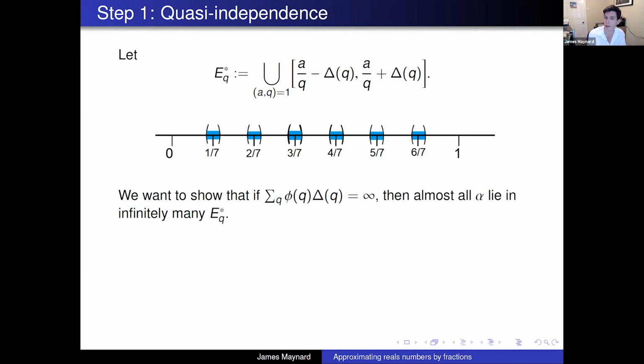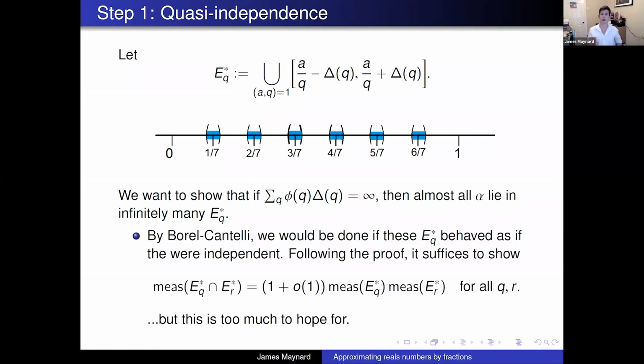And we already know the convergence case that follows automatically from the Borel-Cantelli lemma. So what we want to show is that if this sum phi of q delta q diverges, then almost every real number lies in infinitely many of these different sets E_q star. So the Borel-Cantelli lemma that I stated before requires these sets to behave like independent events. However, if you go through the proof, you don't quite need that they're independent events.